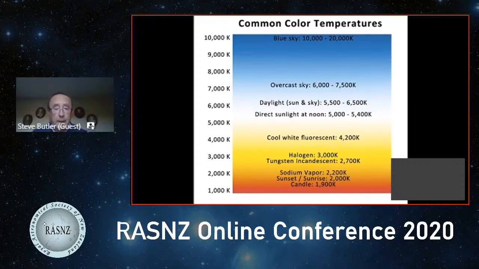If you slide further down, we start to get into some of the lighting technologies that we've had over the years. Fluorescent lights, 4,200 Kelvin. Sodium vapor lamps further down at 2,200 Kelvin. That particular one represents the older street lighting technologies in New Zealand, the high pressure sodiums, and down to that sunset sunrise time of about 2,000 Kelvin. So you can see it's getting quite red.